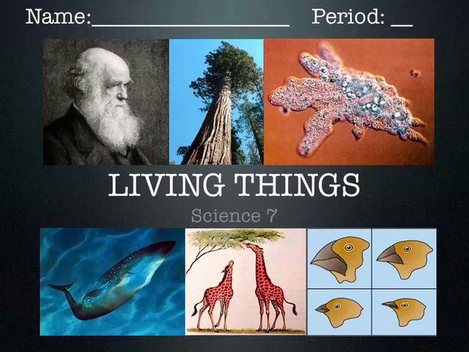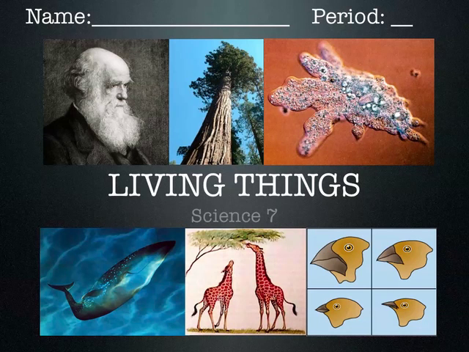So this is a very general unit. We're just going to talk about what the characteristics of living things are, what they need to stay alive, and how species change over time. How do they evolve? Those are the topics that we're going to be covering here.